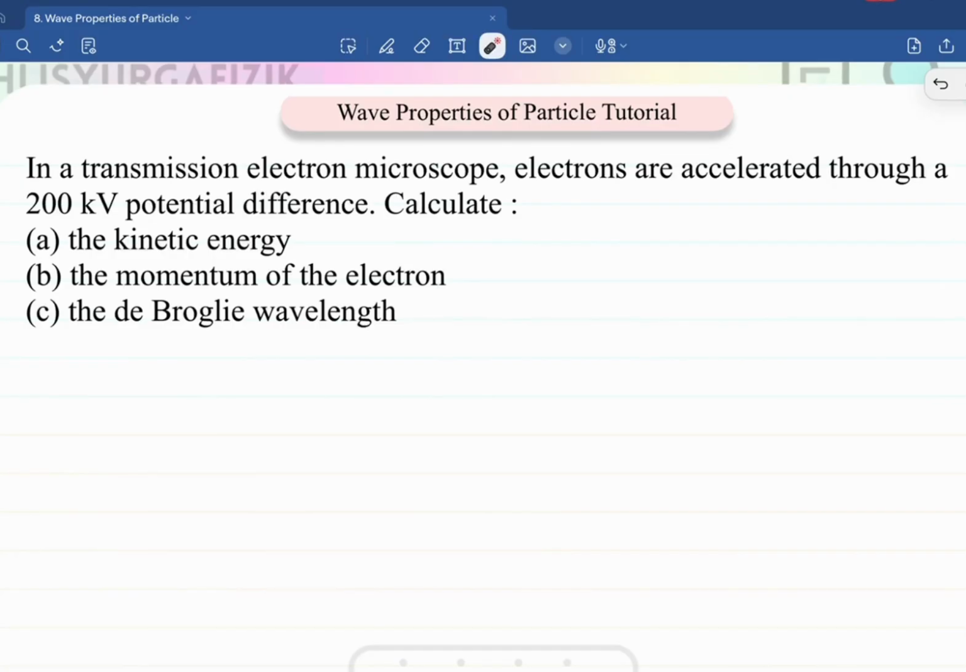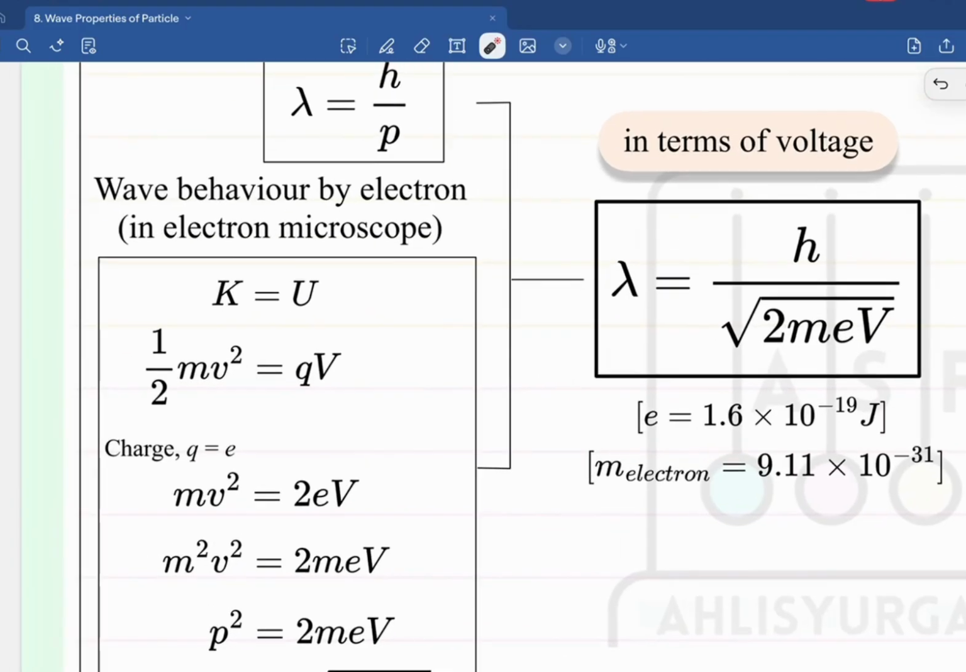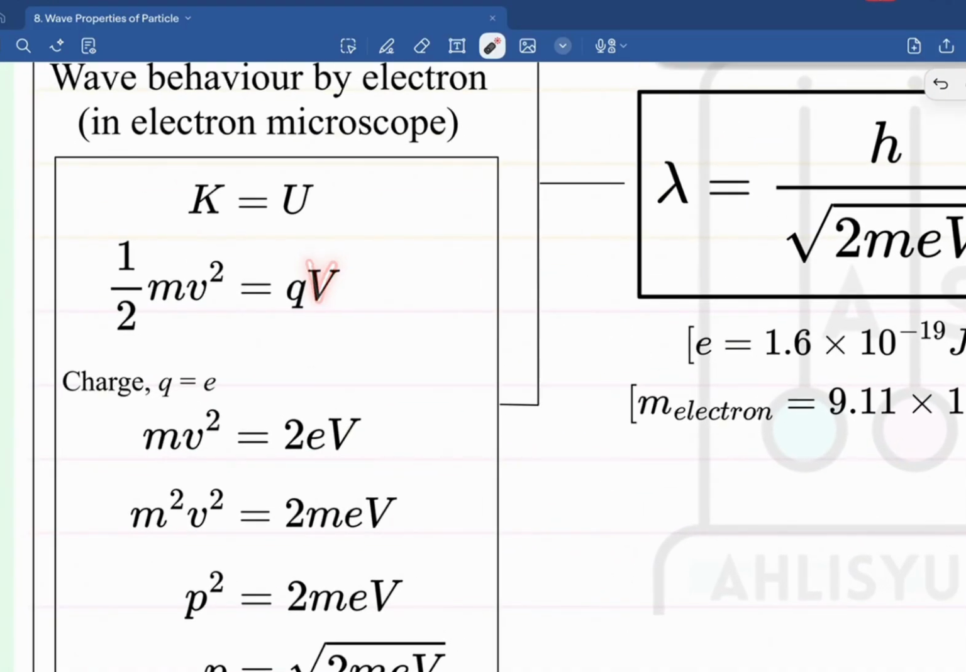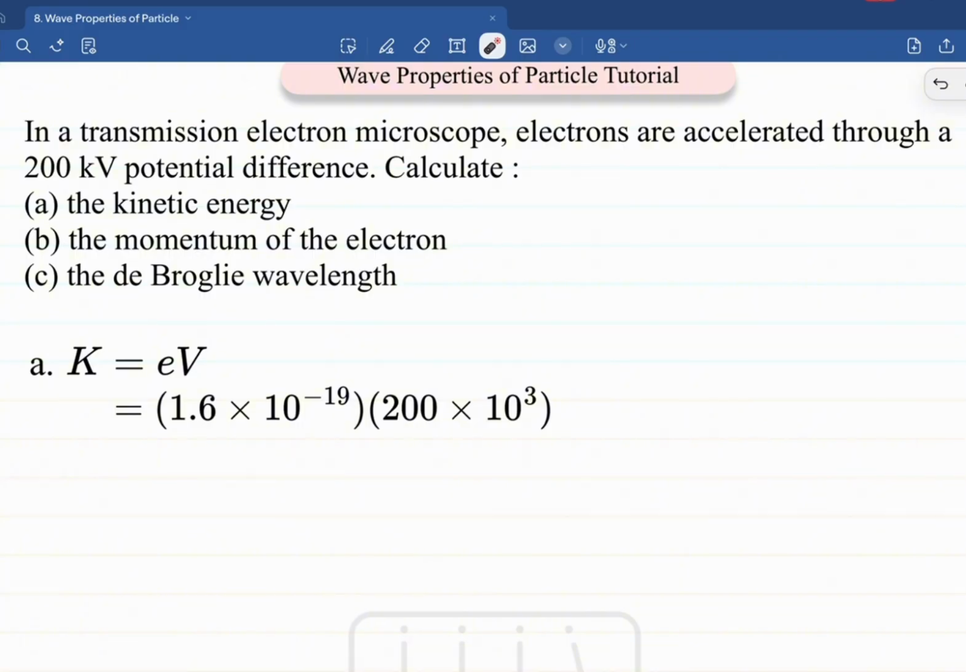Let's try this tutorial question. In a transmission electron microscope, electrons are accelerated through a 200 kilovolt potential difference. Calculate the kinetic energy. And because we are provided with a voltage and we are looking for the kinetic energy, let's find the equation that relates voltage and kinetic energy. So I'm going to take this one. K equals eV, e as in 1.6 times 10 to the power of negative 19, times the voltage given in the question. So the answer is 3.2 times 10 to the power of negative 14 joule.